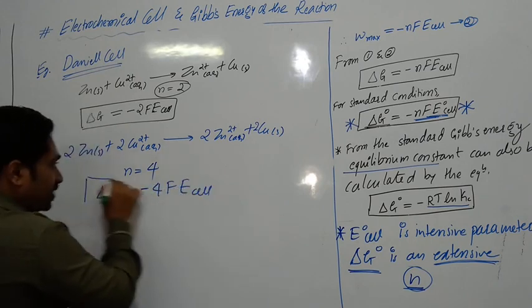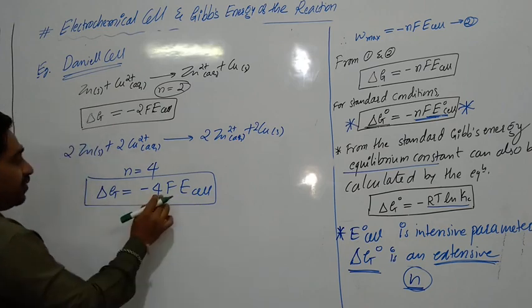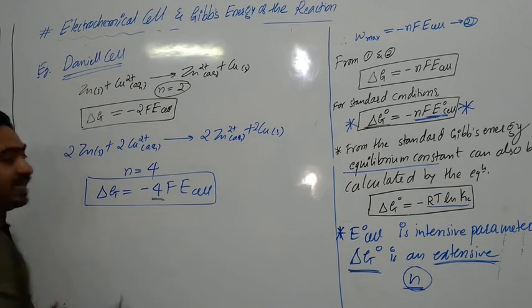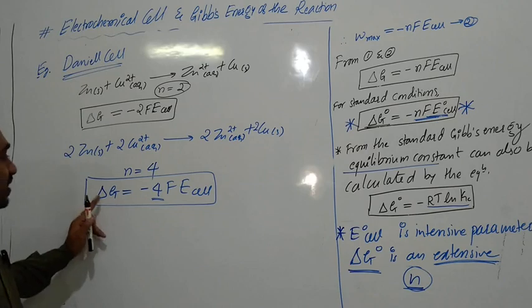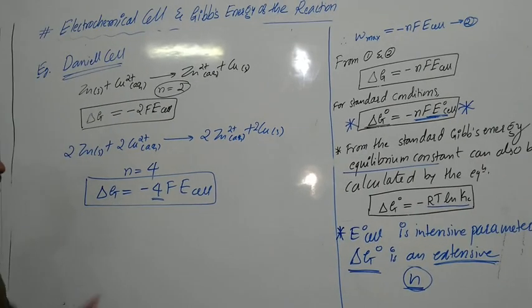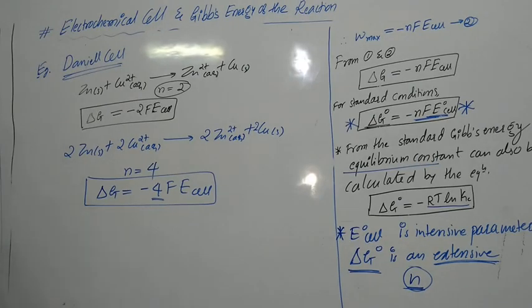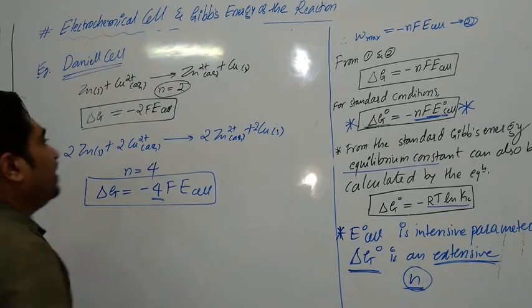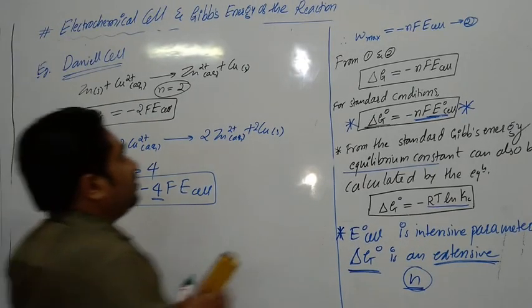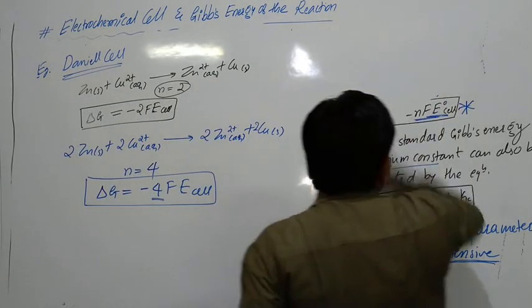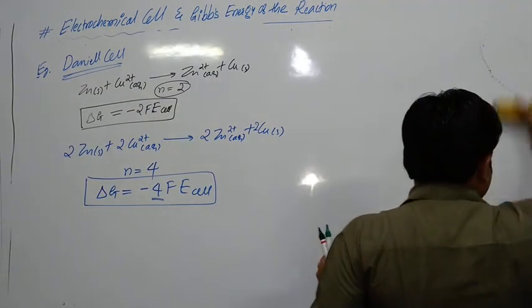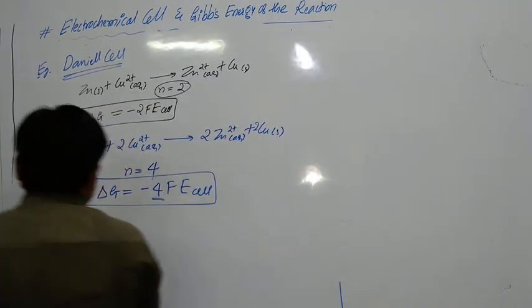So from this you can clearly understand that the value of delta G depends upon n, isn't it? So delta G is an extensive property, but E cell is an intensive property. I hope all of you understood this, and let us solve a problem on this, and then we will go forward.